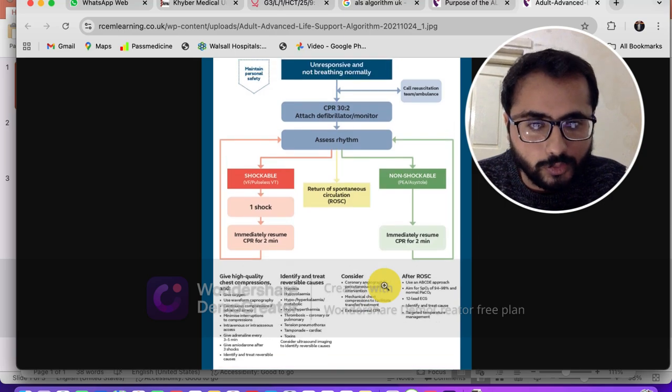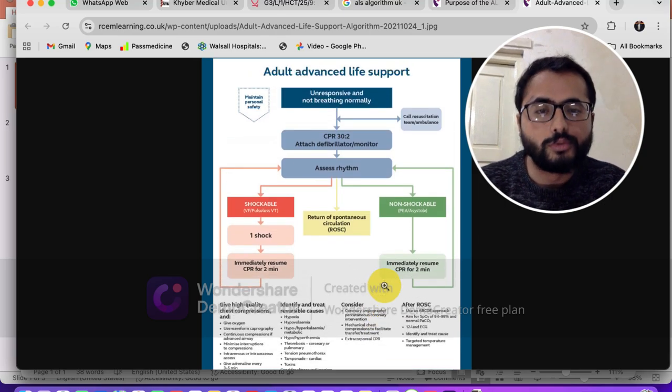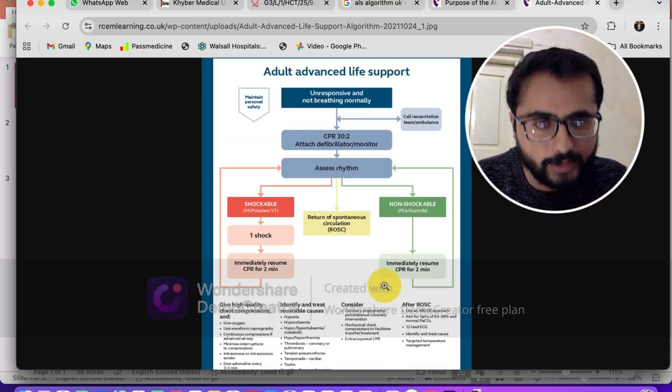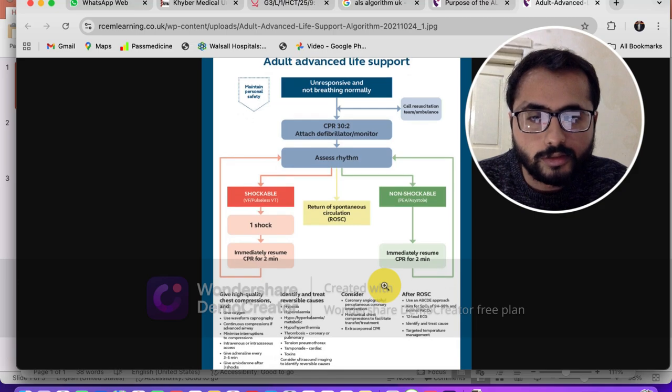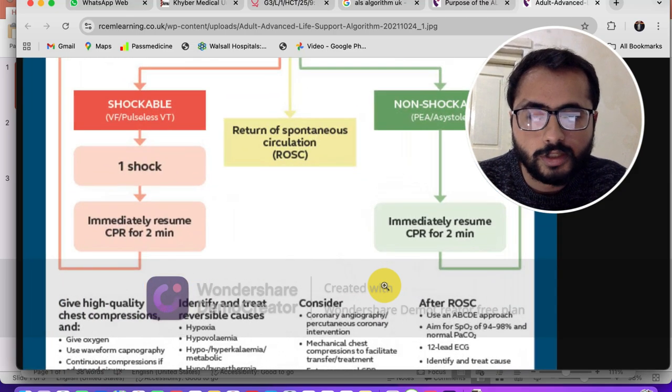And in the meantime, what you are going to be doing is going through all the 4 H's and the 4 T's to find out the reversible cause of the cardiac arrest. Okay, so let me zoom it in.